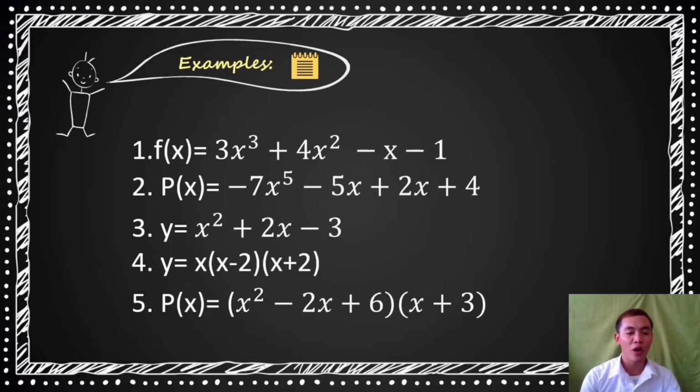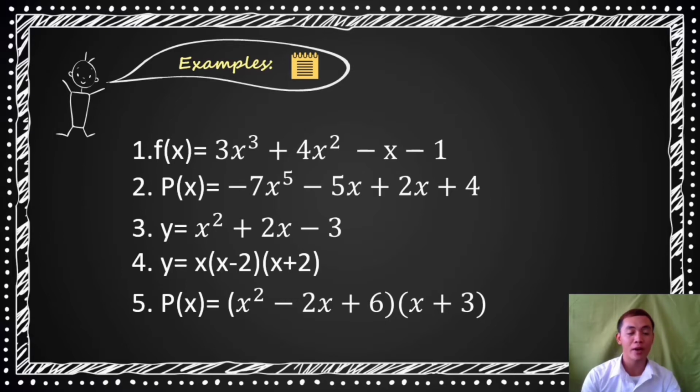Number 4, y is the product of the quantity x minus 2 and x plus 2. As you observe, the degree of each polynomial is 1. But if you get the product of it, you will get a polynomial of degree 2.